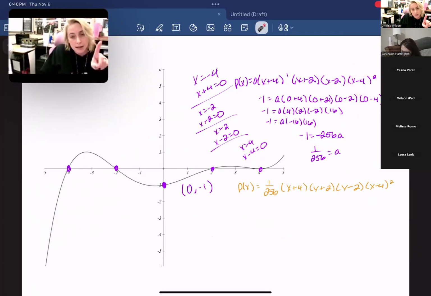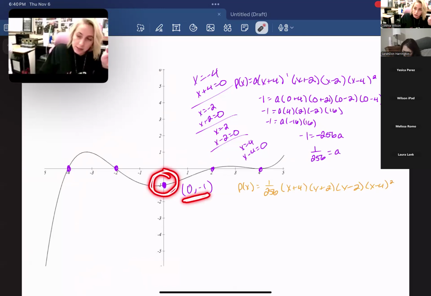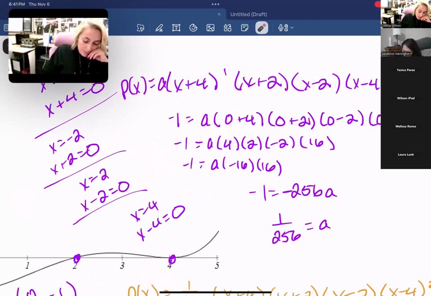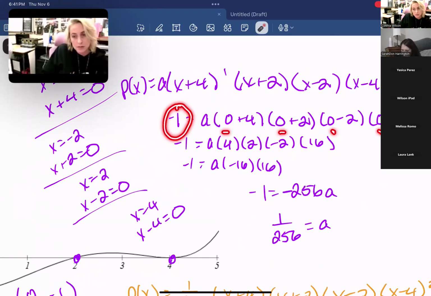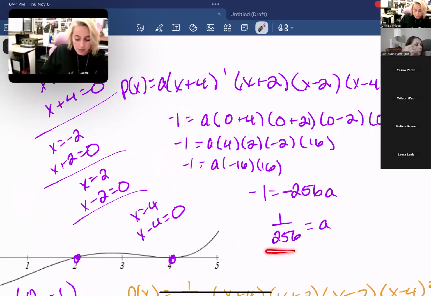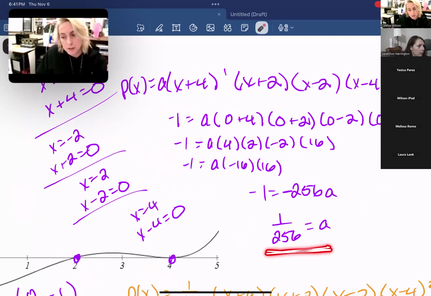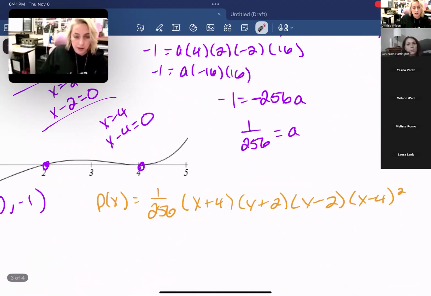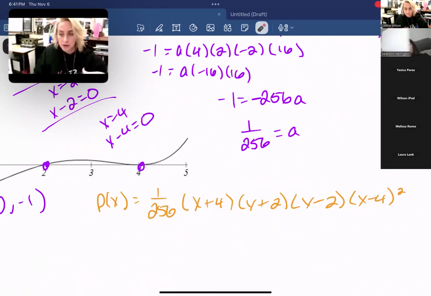Okay. Next thing you need to do is solve for this a. The a determines end behavior, and you get that from the y-intercept. This gives you an x and a y coordinate, 0, -1. Plug in the -1 for your p of x and the 0 for all of the x's. Solve for a. We get a equals +1 over 256. So that makes your final function 1 over 256 times all those factors.